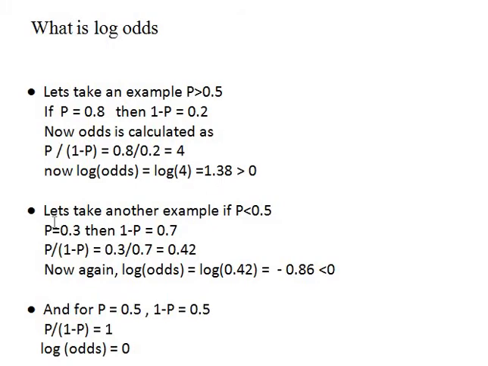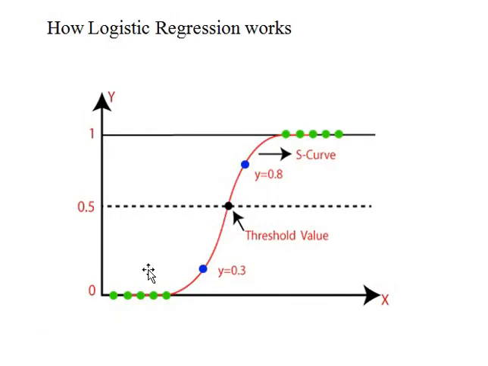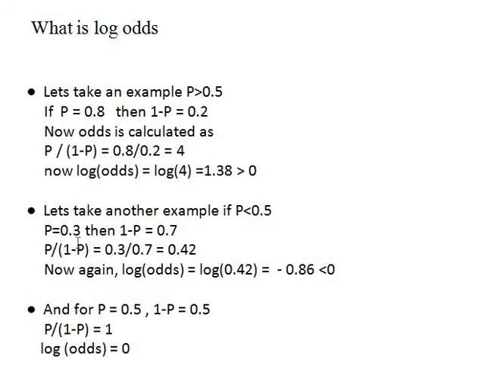Again, when P is less than 0.5, that is, between 0 and 0.5, let's see P is 0.3, then 1 minus P is 0.7. Odds are P upon 1 minus P, equals 0.3 by 0.7, equals 0.42. Now log odds can be calculated using the log odds formula, that is log of these odds, equals log of 0.42, which is minus 0.86, that is less than 0.